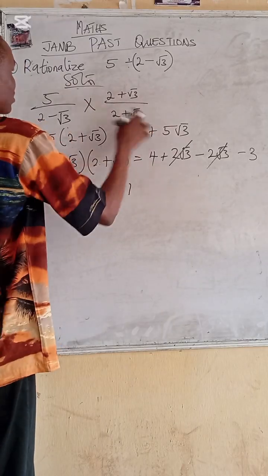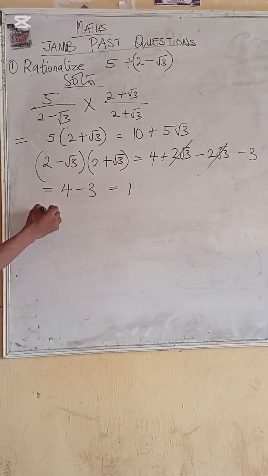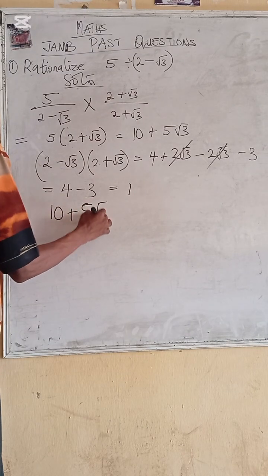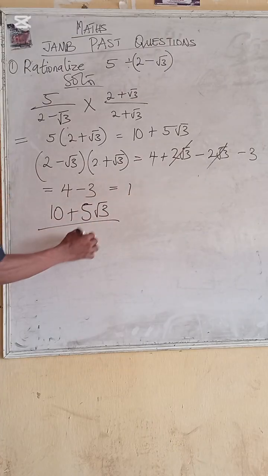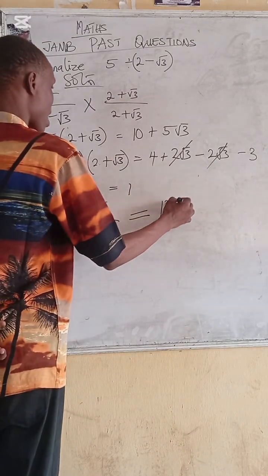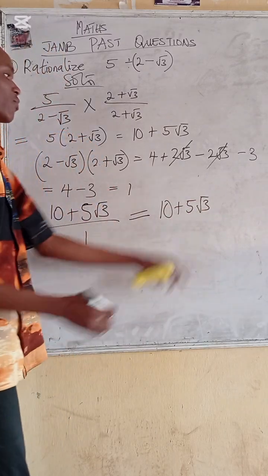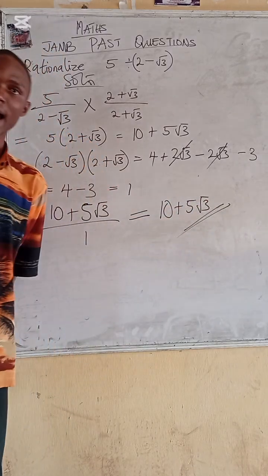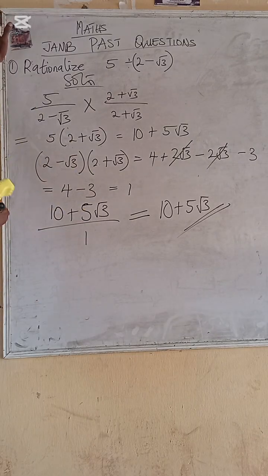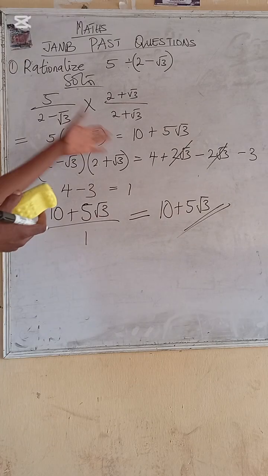Now remember what happened there. This multiplies this and this multiplies this. That means when you bring it together, we have 10 plus 5 root 3 all over 1. So what should be the answer? After rationalization, we have 10 plus 5 root 3, and this is your answer. I expect you to solve this within 1 minute when you see it. I guess I have not surpassed 1 minute, so make sure that you can solve this within 1 minute.